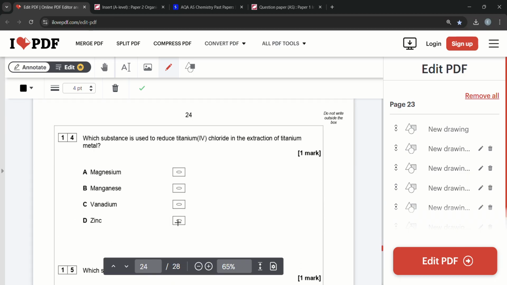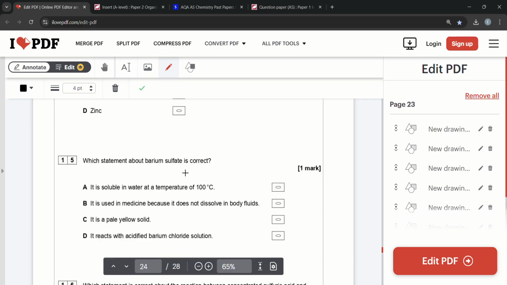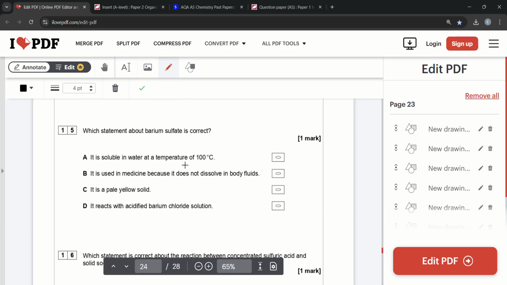Which substance is used to reduce titanium 4 chloride in the extraction of titanium metal? It is magnesium. Do you need to know this equation off by heart? Which statement about barium sulfate is correct? It is soluble in water. That it's used in medicine because it does dissolve in bodily fluid. It's B.